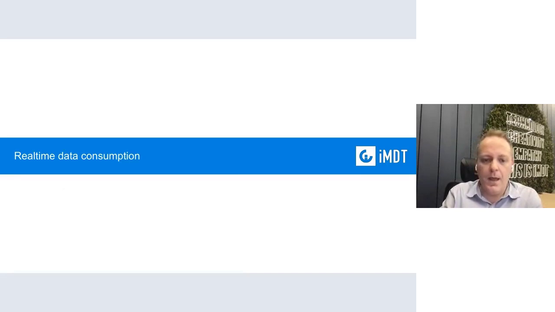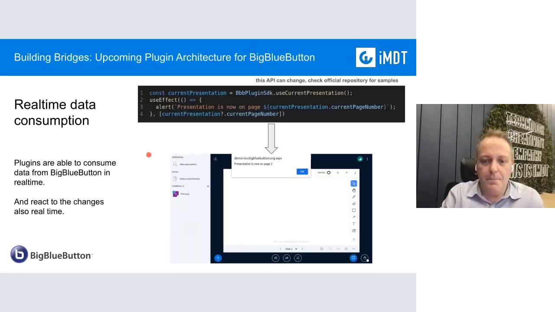Now I'm going to show how real-time data consumption is going to be possible. Basically, we'll have a hook that is use current presentation. This is for getting the current presentation of the running session, but we'll have use current user and other hooks for data consumption.